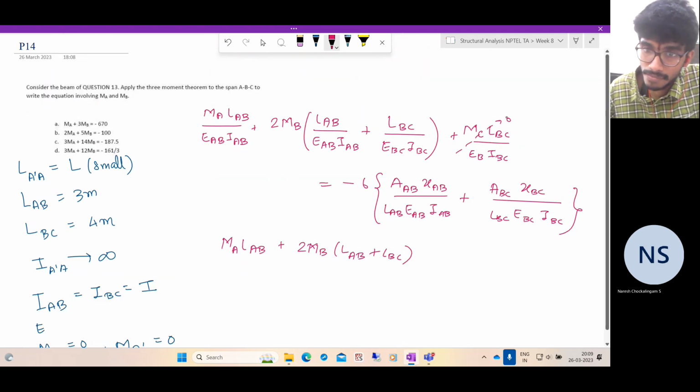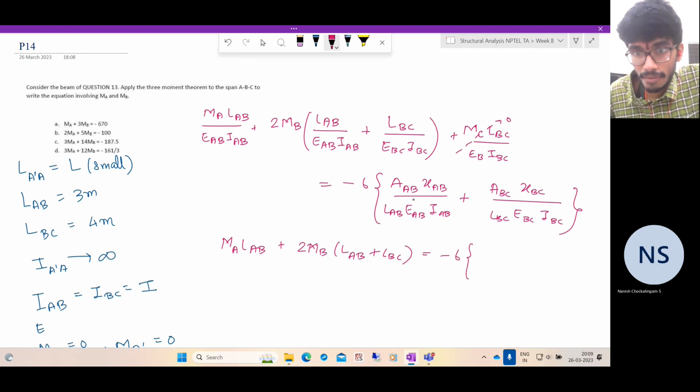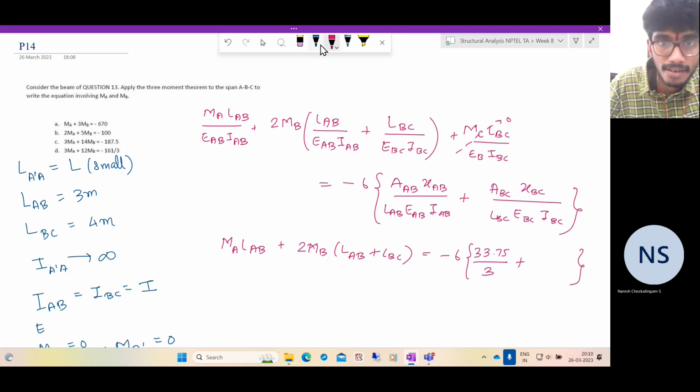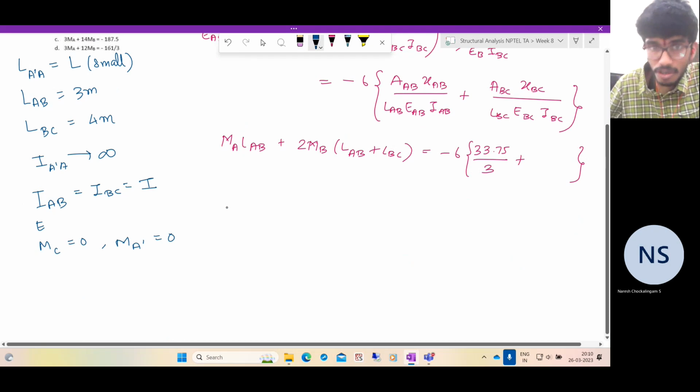So this is 0 is equal to minus 6 times. We already have this value. What is AAB XAB by LAB? It is 33.75 by 3 plus we need to find this quantity. Let us find it. How do we do it? So consider the span BC. What do we have? Let's go back to the problem.